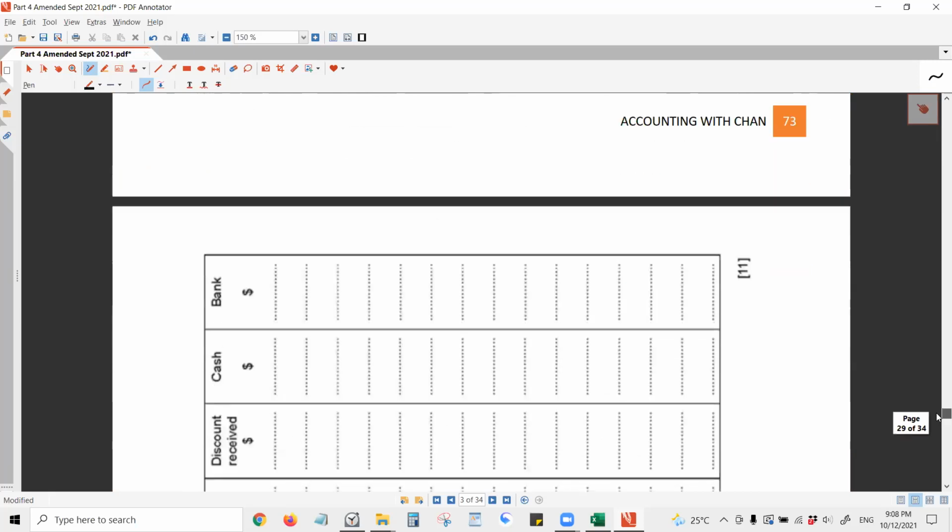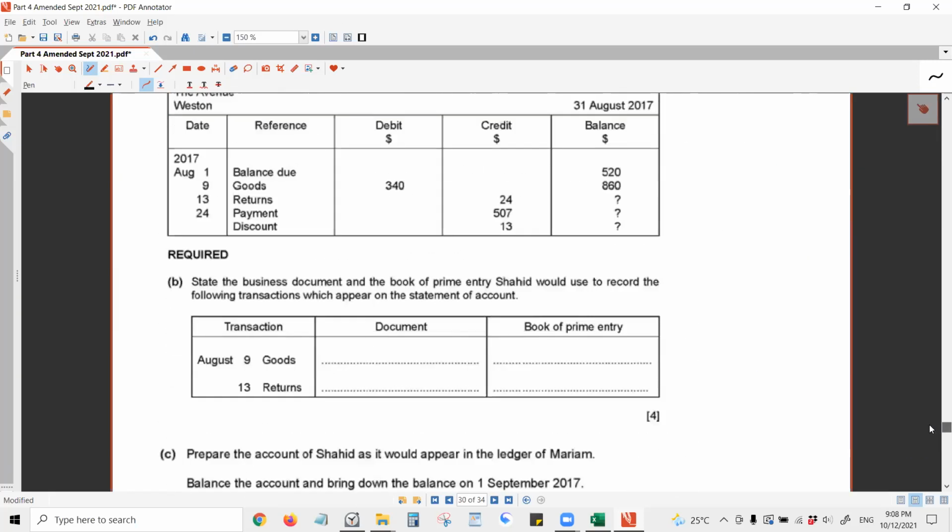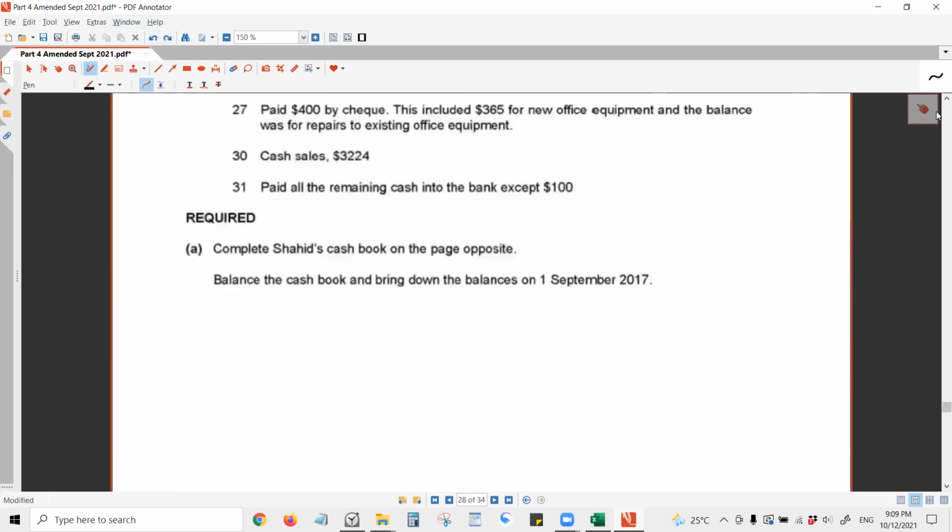Because sometimes you may see questions like this. This is a past exam question. We will do this later. If you do not remember the names of documents, you cannot do this. If you do not remember the names of books of prime entry, you cannot do this as well. That's why I told you you have to remember the names of documents. You also have to remember the names of the books of prime entry. Now let's look at what the 7 books of prime entry are.